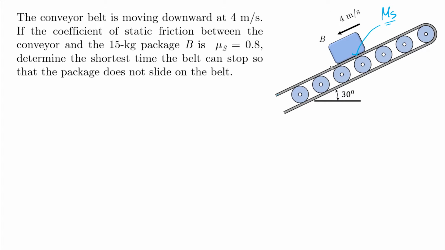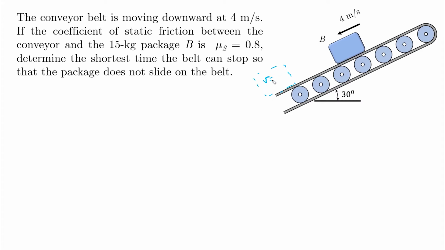Okay, let's see what we know. We know the initial velocity of the belt, which is also the initial velocity of the block. And he wants the time when the belt stops. So the final velocity of the belt, which is also the final velocity of the block, will be 0.